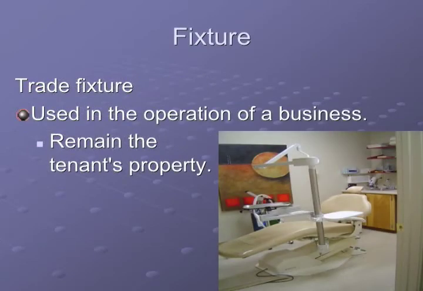A trade fixture is a fixture that is used in the operation of a business. Trade fixtures remain the tenant's property, hence they are personal property. For example, the dentist's chair would be a trade fixture as the chair is being used for the dentist's business. Even though it is attached to the property, the dentist will take that chair with him when he moves to a different location.